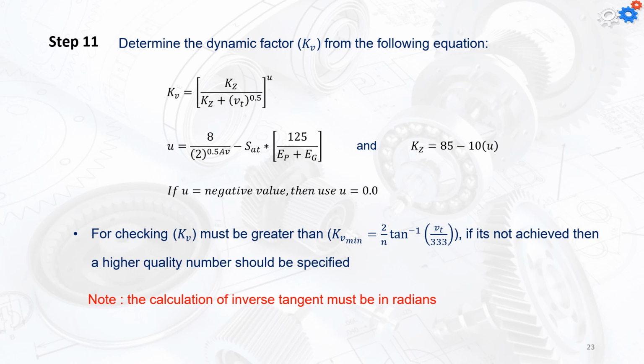So you have to know that the calculation of the inverse tangent must be in radians, not in degrees. So for the equation for the KV minimum, you should use the VT divided by 333 as a radian, not in degrees.